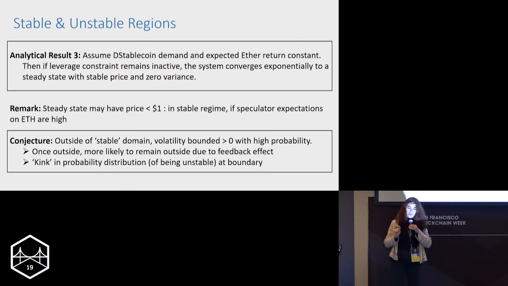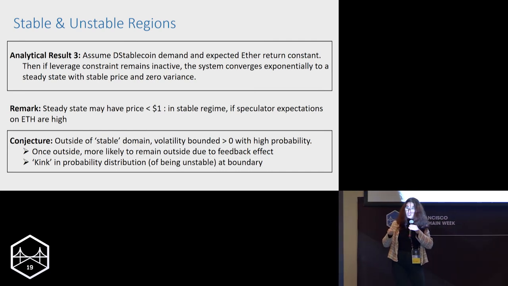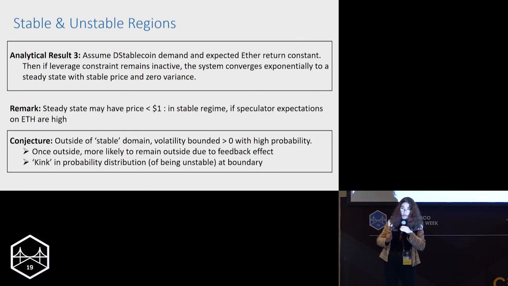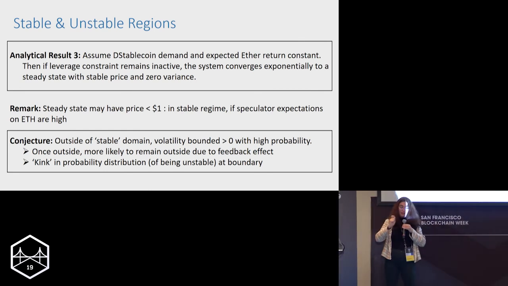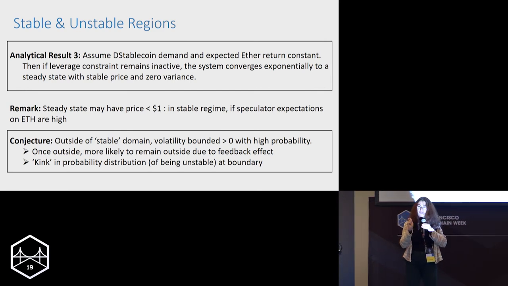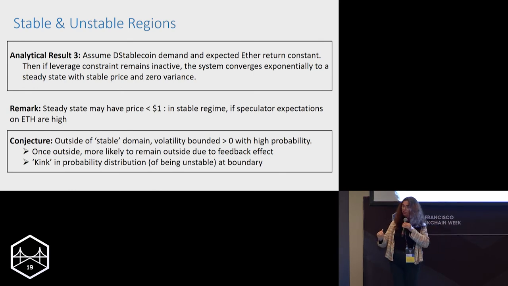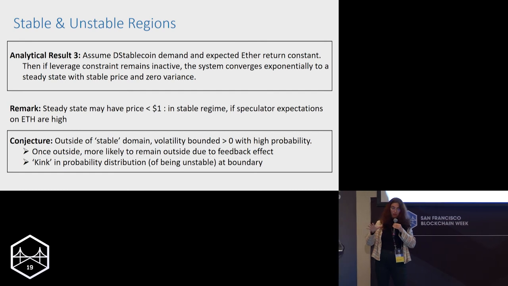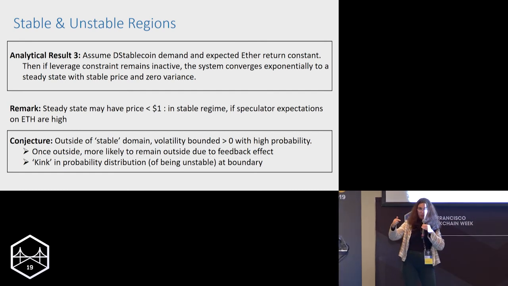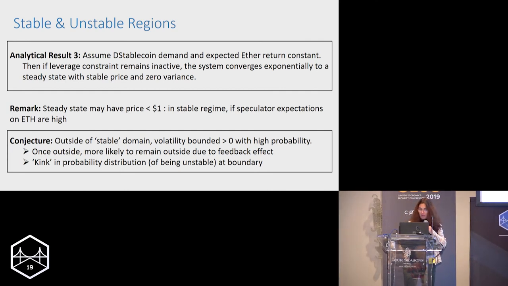Now, it could be, however, that the steady state may have prices smaller than one. That is because in the stable regime, the speculator's expectation of ETH could be high. And what we also conjecture, we haven't proven that yet, is that outside of the stable regime, the volatility of the stablecoin is bounded away from zero, with high probability. So once you are outside of the stable regime, you are very likely to stay outside due to these feedback effects. Mathematically, this is because you have a kink in the probability distribution of remaining outside the stable domain when you hit this boundary.